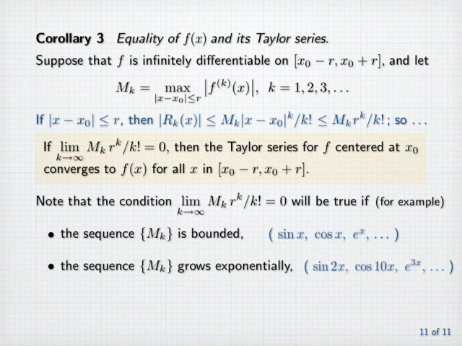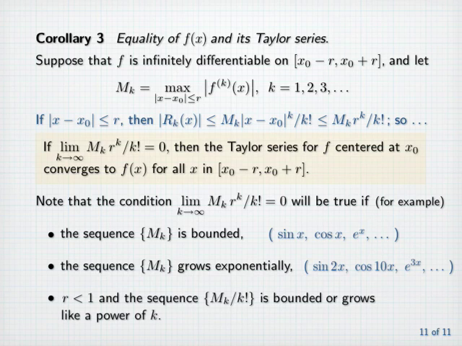The sequence M sub k, r to the k divided by k factorial, will also approach 0 if r is less than 1, and the sequence capital M sub k divided by k factorial is bounded or grows like a power of k. That allows M sub k itself to grow as fast as k factorial, or even a power of k times k factorial. This situation arises for functions related to the geometric series, such as the natural log of 1 plus x, the inverse tangent of x, and so forth.